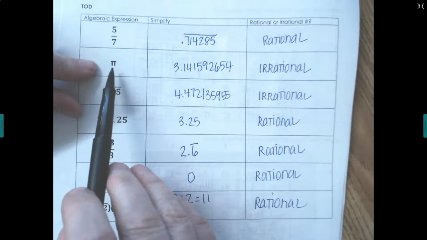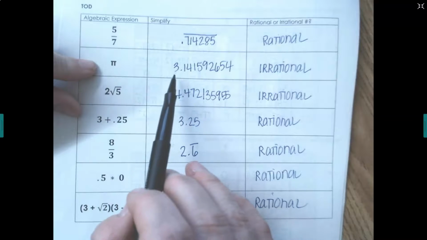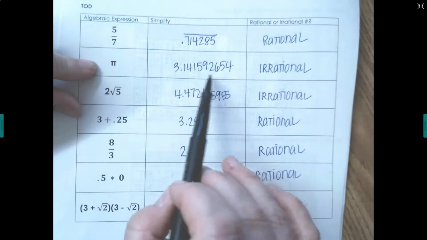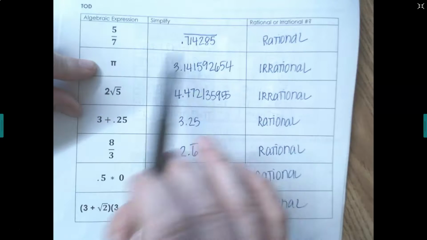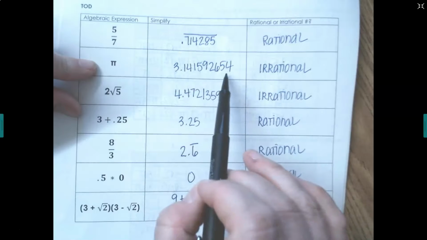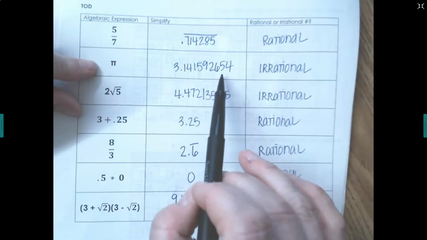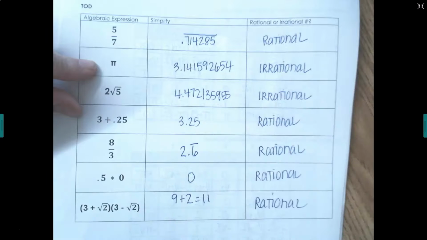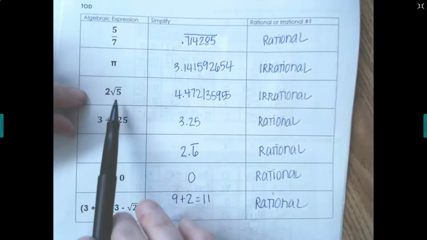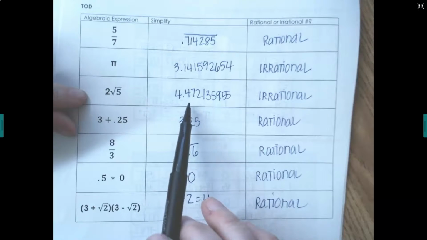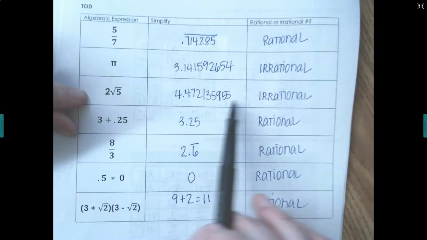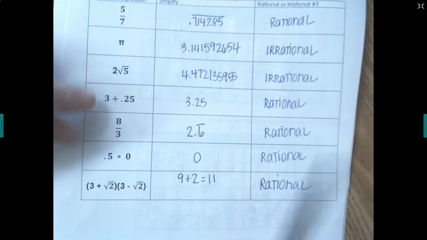Pi, if you put this into your calculator and it gives you the decimal approximation, pi never stops, 3.14159626, and it just goes on. There's no discernible repeating pattern. They've gone a trillion spaces out, never has a repeating pattern. Irrational. 2 square root 5, when you put it into your calculator, you should get a decimal kind of like this. There's no repeating pattern, so it's irrational.